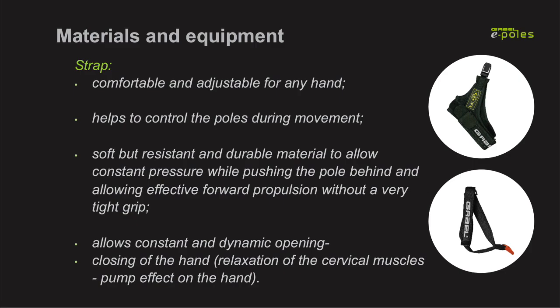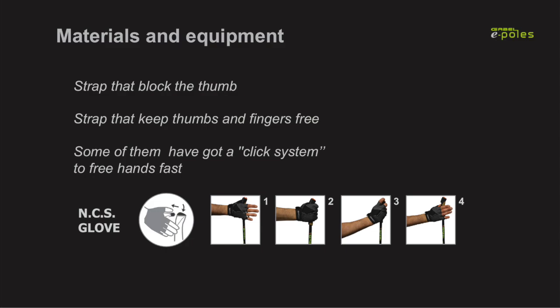There are several types of straps on the market. Some of them are designed to hold four fingers in one section and the thumb in another. There are bigger straps for the whole hand that allow a person to move with open hands without holding a pole. Some of them have click systems that allow you to free your hands fast. It can be practical when a person needs to have both hands free in a situation of necessity and not be constrained.